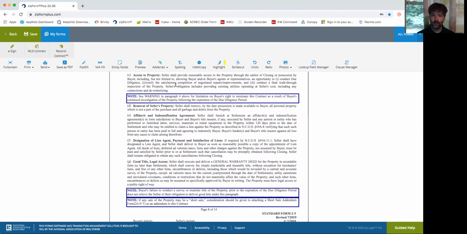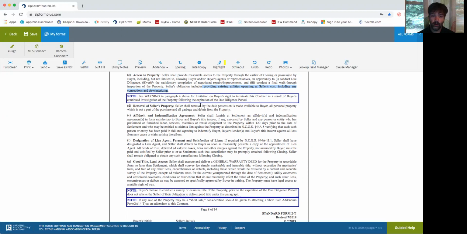Also, this is important, the seller's obligation includes providing existing utilities operating at seller's cost. This also may include de-winterizing if it needs to be de-winterized to run water, etc. So you need to have that conversation with your seller client that the buyer is going to come and do inspections, and this contract states that it is your responsibility to have the utilities on for them. And we don't want to get in a situation where they've come out to do inspections and none of these utilities are on, and then they have to pay a re-inspection fee, because they're probably going to want to ask you to pay for that since you didn't have them on as you agreed upon in the contract.